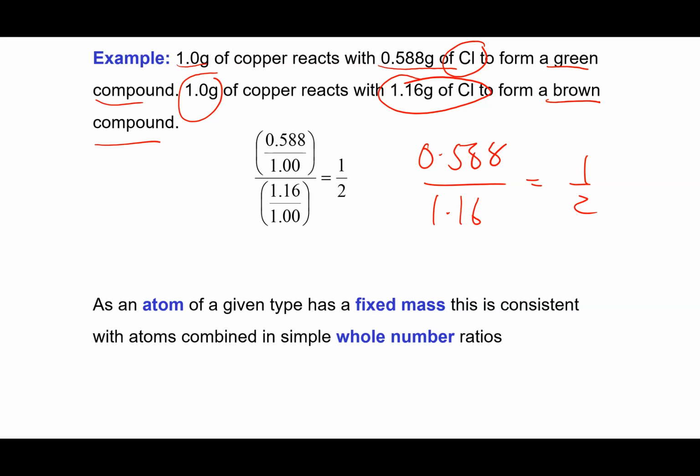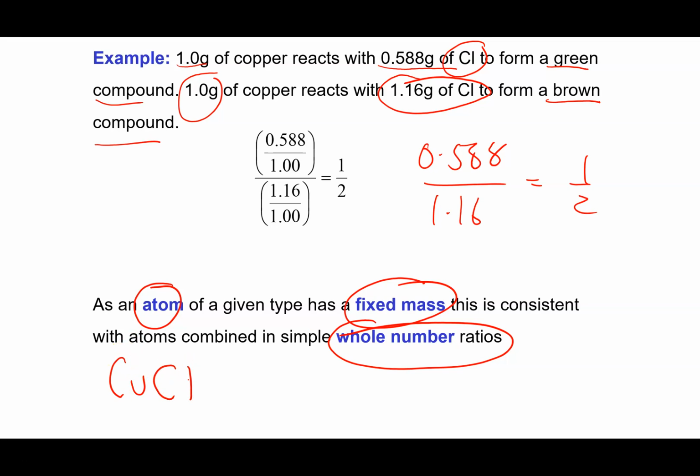Alright, so how he interpreted this is that as an atom of a given type has a fixed mass, then the atoms are combining in simple whole number ratios. So we might think of this as being in the first compound, copper is combining with 1 chlorine. In the second compound, copper is combining with 2 chlorines. Now, what we really know is that it's double the mass of the chlorine, so we can't necessarily be so specific here, and X is unknown, right? But they're combining in simple whole number ratios.